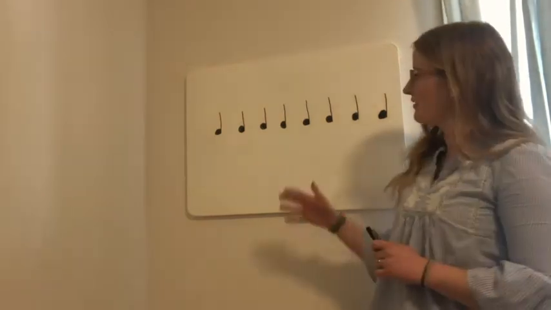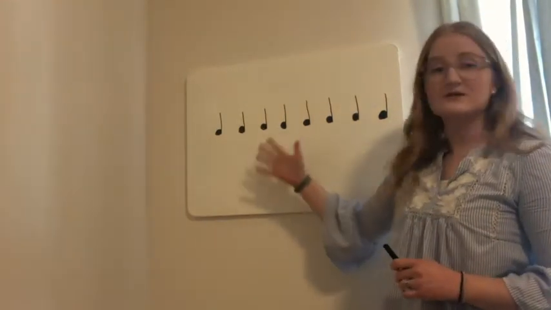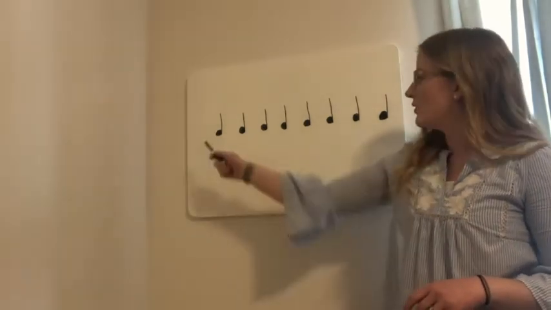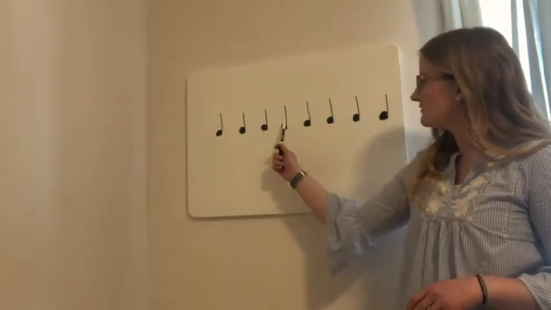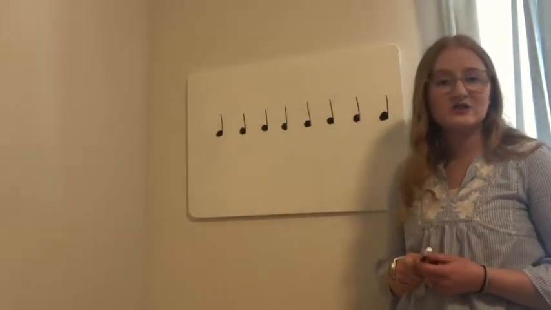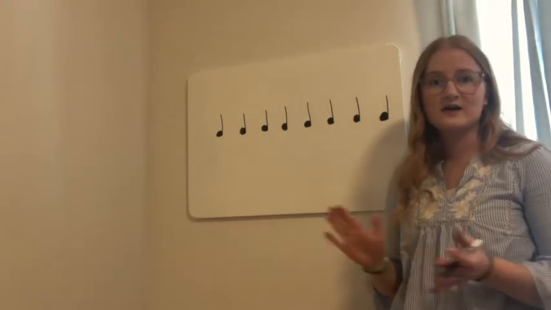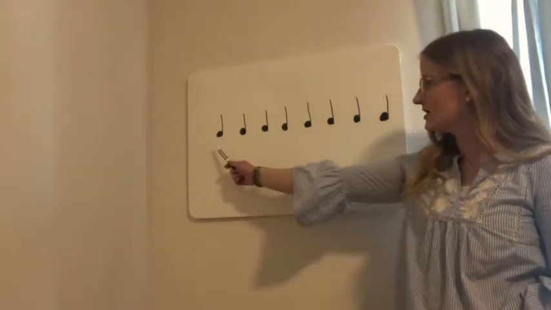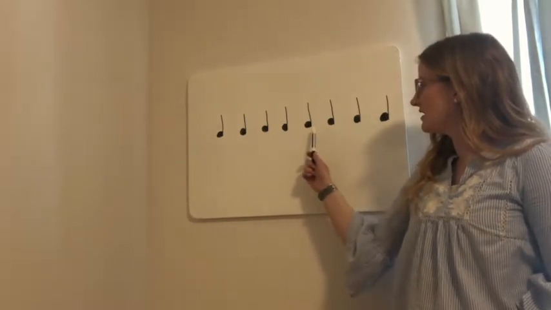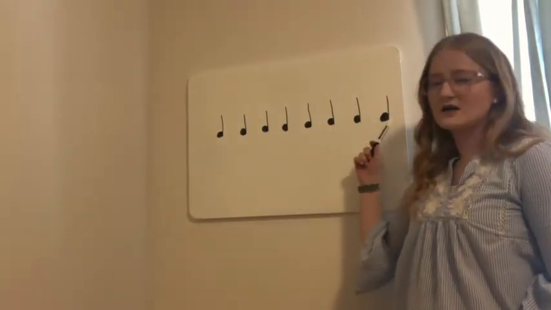As you can see on the whiteboard here, I've drawn out some tas, or some quarter notes. Let's count them all together and see how many we have. 1, 2, 3, 4, 5, 6, 7, 8. Now we're gonna try saying them as tas, okay? And maybe you can clap along. Ready? I'll point. Here we go. Ta, ta, ta, ta. Ta, ta, ta, ta.